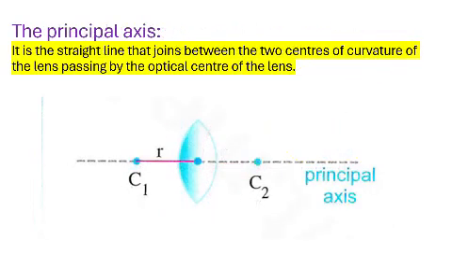My dear students, back to the principal axis, which is a straight line that joins the two centers of curvature and the point at the middle of the lens, called the optical center. So this is a straight line that joins the two centers of curvature and the pole of the lens. This is called the principal axis, and we have explained it before.